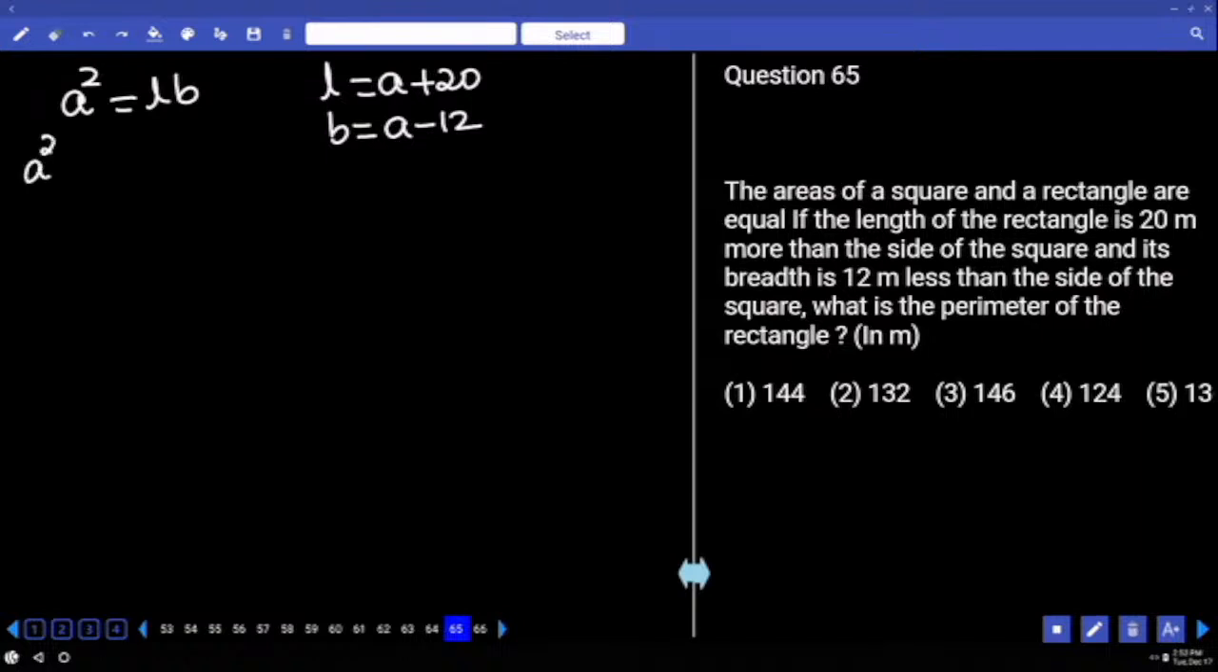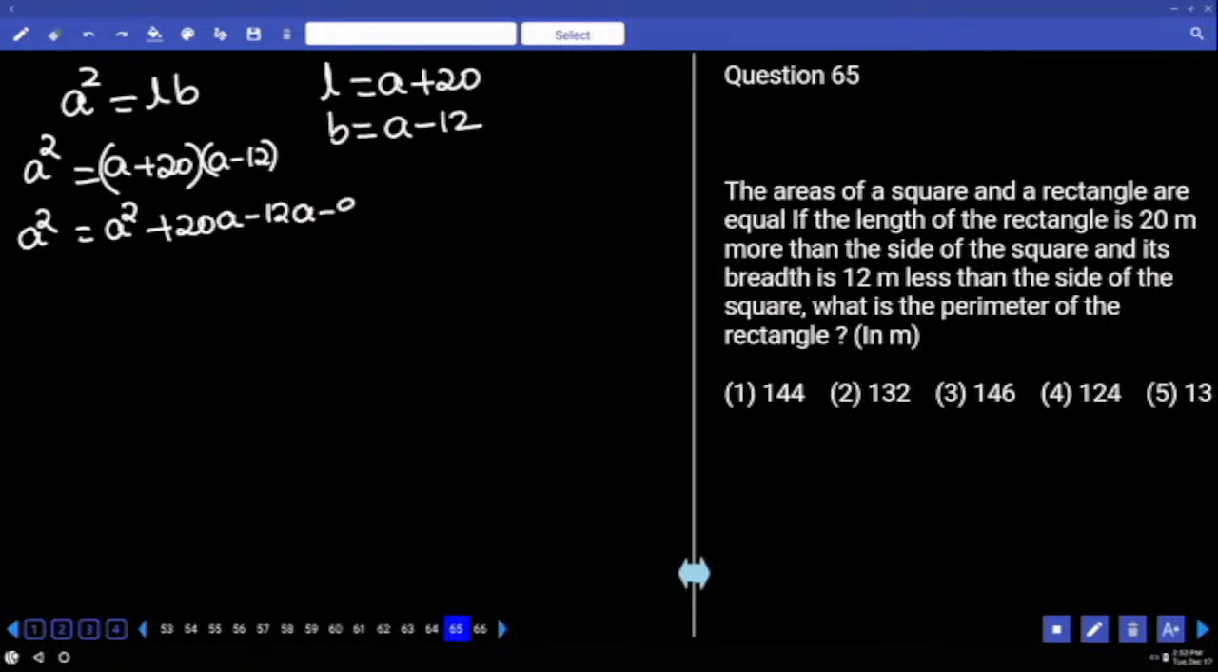A square equals L in place of L, B in place of B. A square equals A into A plus 20a minus 12a minus 240. A square is square cancels or not? Sorry, 240. 12 20 times how much? What is 20a minus 12a? 8a value is 240. A value is 30.